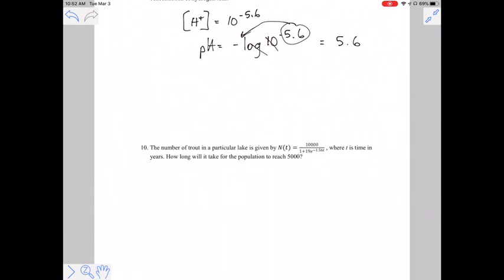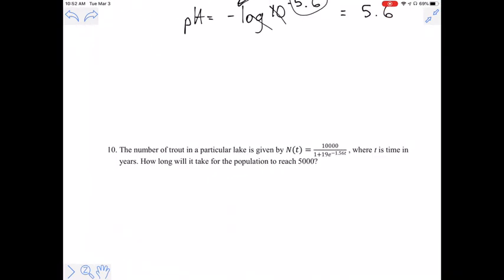Okay, question 10. This is from 4.6, an application of exponential functions. Nice thing about this problem is the function's given to us already. We don't have to build a function or a model, just have to use the model. How long will it take for the population to reach 5,000? How long will it take is a question of time. So they're asking us to solve for t, and they're giving us a population of 5,000. That value goes here for the number. So 5,000 equals 10,000 over 1 plus 19e to the negative 1.56t.